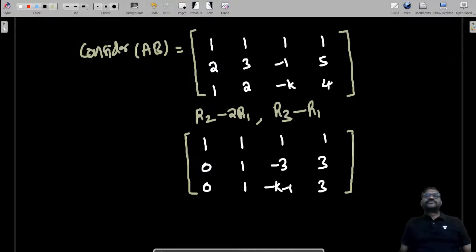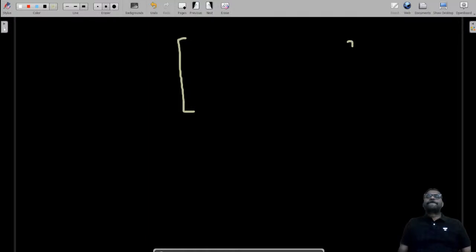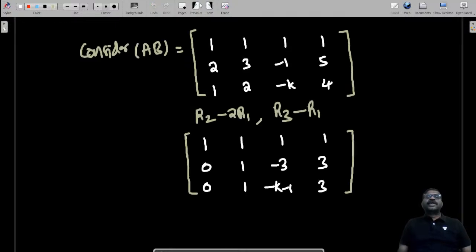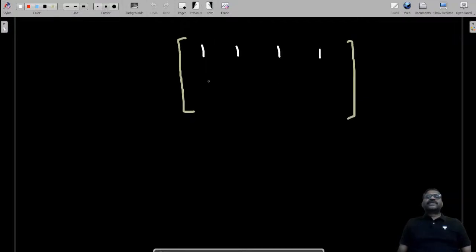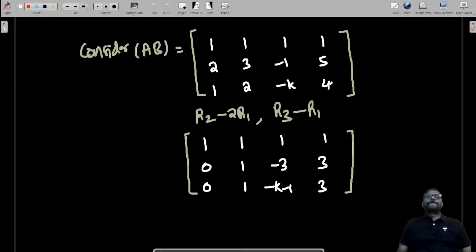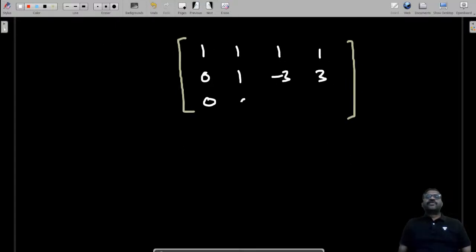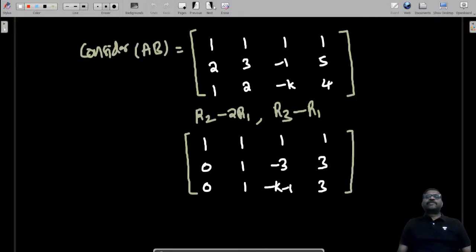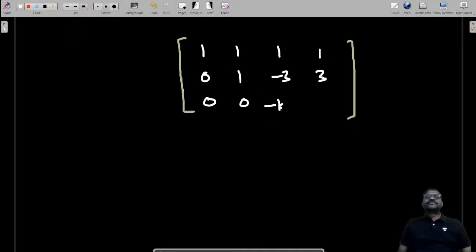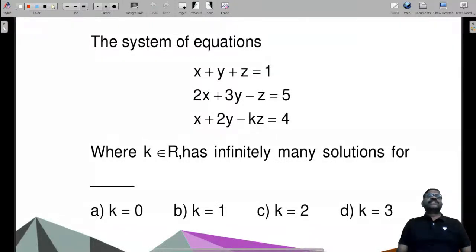Next one. R3 minus R2. By applying these two operations we get 1, 1, 1, 1. 0, minus 1, 0, 1 minus 3, 3. 0 minus 0. 1 minus 1, 0. Minus k minus 1 plus 3. So minus k plus 2. 3 minus 3, 0.